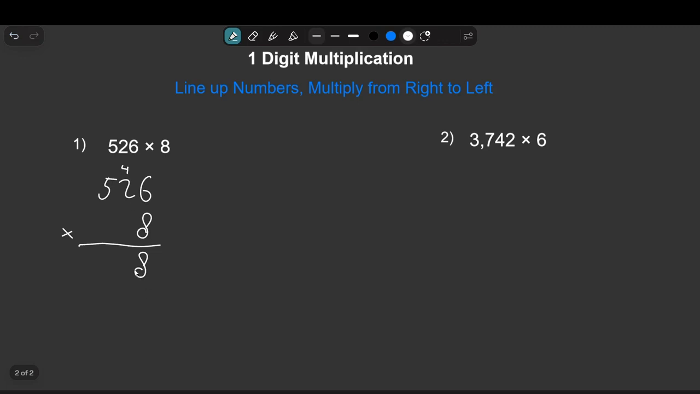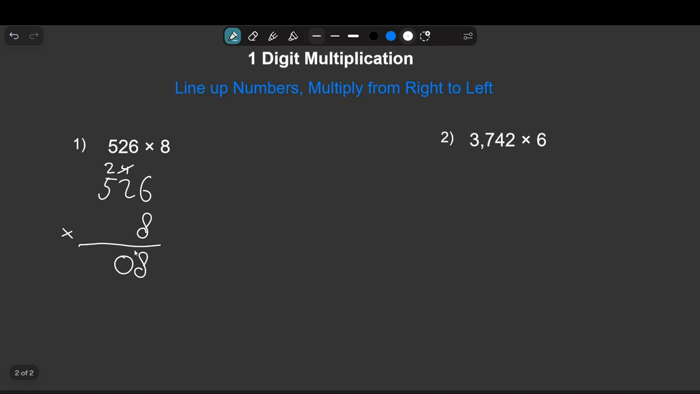Now it's going to be a bit more complicated because we have to multiply and then add the 4 to it. So now we're going to do 2 times 8. 2 times 8 equals 16, but 16 plus this 4 equals 20. So we're just going to write down a 0 right here. Now we take the 2 over here. We can cross this 4 out because we already used it.